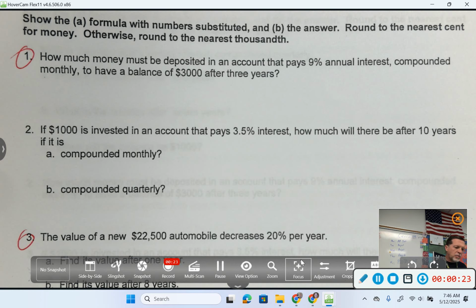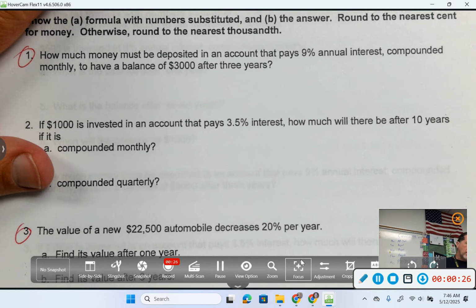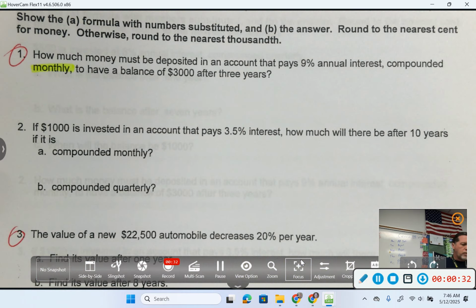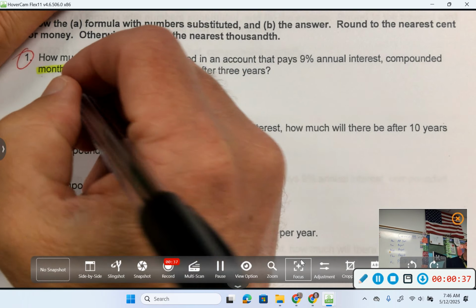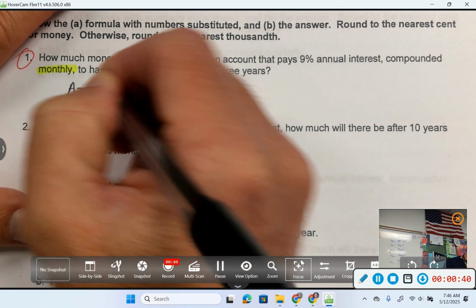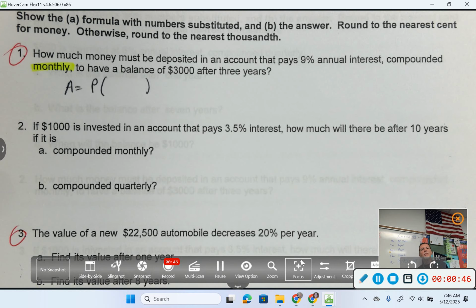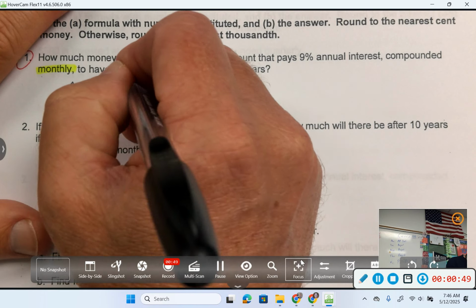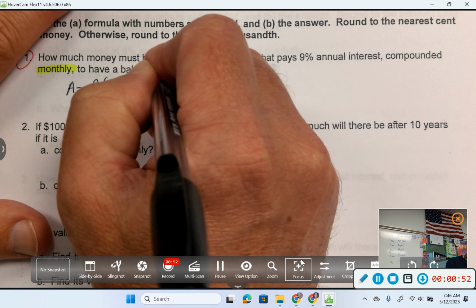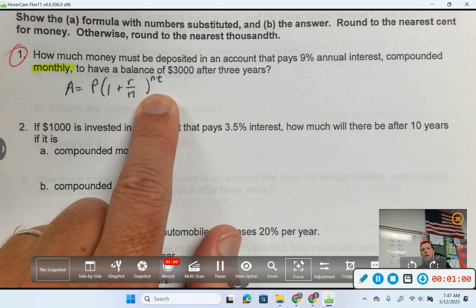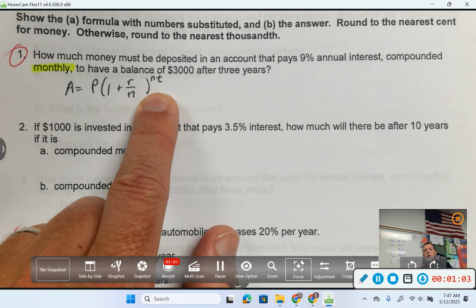All right, how much money must be deposited in an account that pays 9% compounded monthly to have a balance of $3,000 after 3 years? Okay, so compounded monthly, the after is the pre, and continuously is the PERT formula, but monthly I've got to divide the rate by 12, but then raise it to the nt, right? Because I'll be doing 12 times however many years there are, that's how many times we will compound that money.